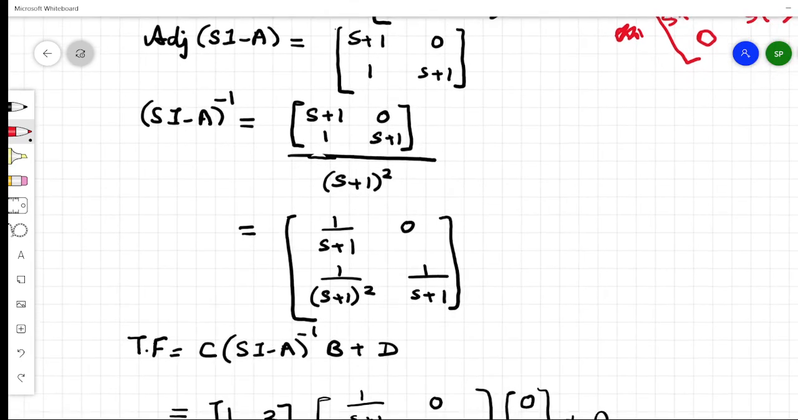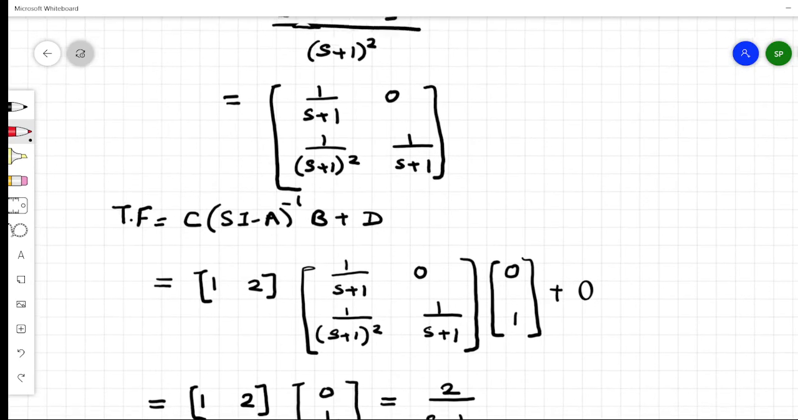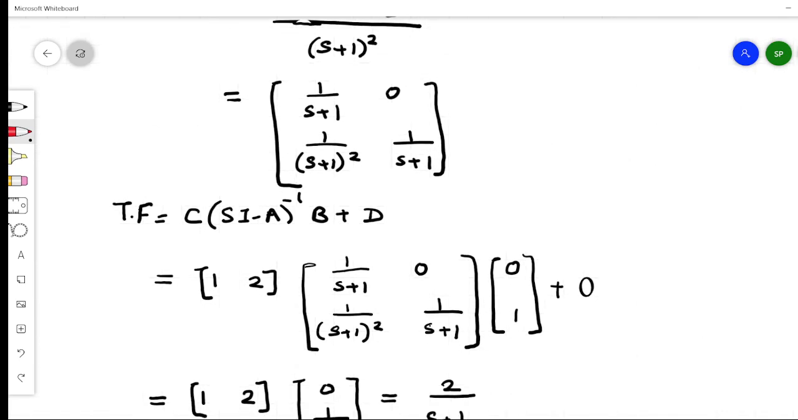So now you can directly substitute in the formula for the transfer function. We know the formula is C into sI minus A inverse into B plus D. Now we have the value of C which we directly found from the question. sI minus A inverse we found now. Then B is given and D is also given. D is 0 in this particular problem. So C is 1 2, it is given. Then sI minus A inverse we found just now. It is 1 by s plus 1, 0, 1 by s plus 1 the whole square, 1 by s plus 1. And B is also given, 0 1, it's given in the question. Then D is 0.